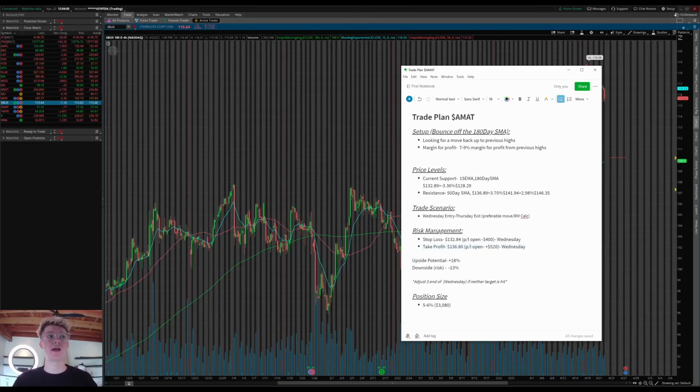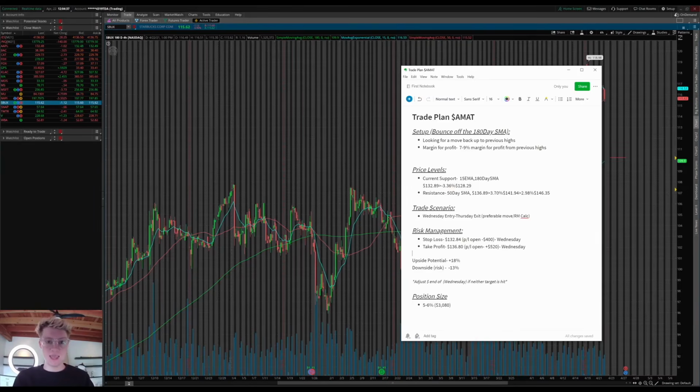Okay, so I'm taking profit at $136.80, at which time I will be up $520 on these contracts. Again, calculations made on Wednesday. This is really the most important part about creating your trade plan. You want to know your upside potential and your downside risk, how much you're willing to lose and how much you're willing to make. Essentially, it's your risk to reward.